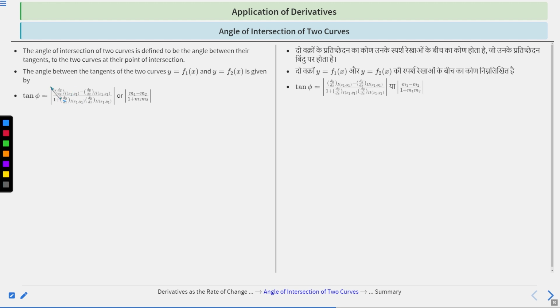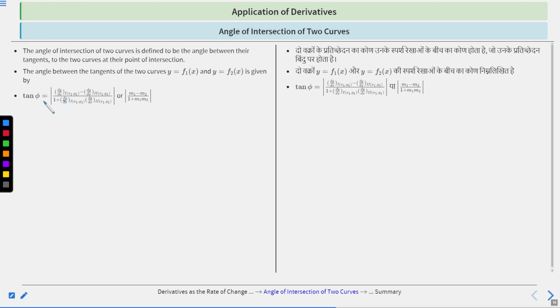Right? So the angle between tangents of two curves, suppose we have two curves y equal to f1(x) and y equal to f2(x), is given by tan phi equal to (m1 minus m2) upon (1 plus m1 m2), right? So m1 and m2 can be calculated as dy by dx at (x1, y1) for curve 1 and dy by dx for curve 2 at (x1, y1).